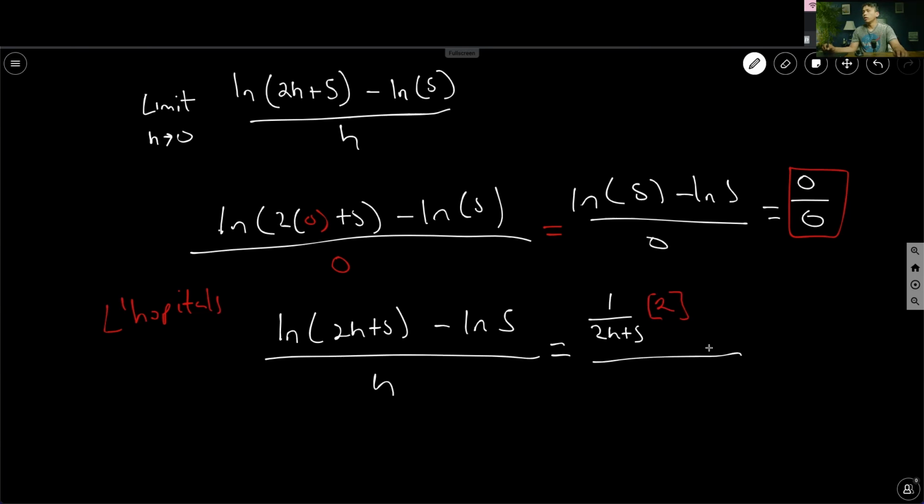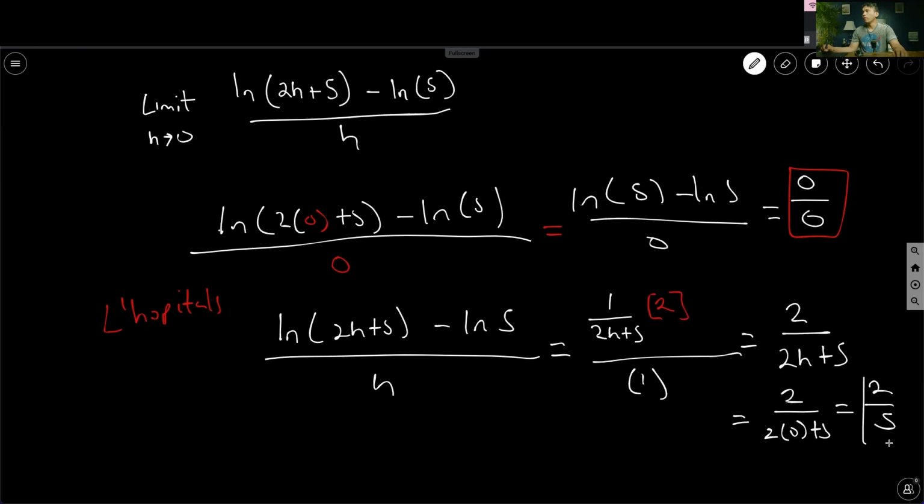Now we take the derivative of the bottom independently from the top, so the derivative of h is just 1. Cleaning things up, you have 2 over 2h plus 5. Now, when we put in 0 for h, you have 2 over 2 times 0 plus 5, so the limit is equal to 2 over 5.